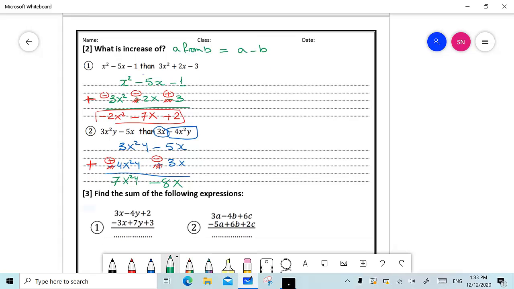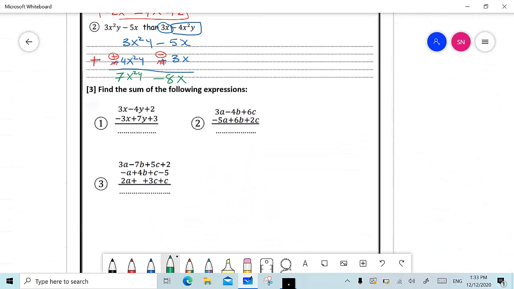Let's go and make some addition problems that are already arranged in a vertical way. Again, we have to find the sum of the following expressions. Here is 3x, negative 4y plus 2. I want to add it to negative 3x plus 7y plus 3. And here I can see a number and its additive inverse. So a number and an additive inverse, this is equal to 0, and the two terms are cancelled together.